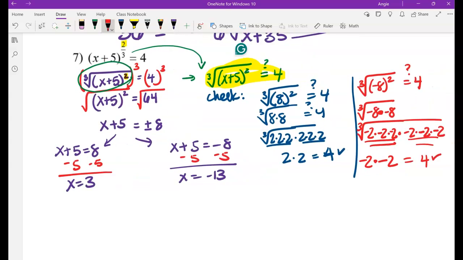So let's write it in: x equals negative 13, comma 3, and box that up.